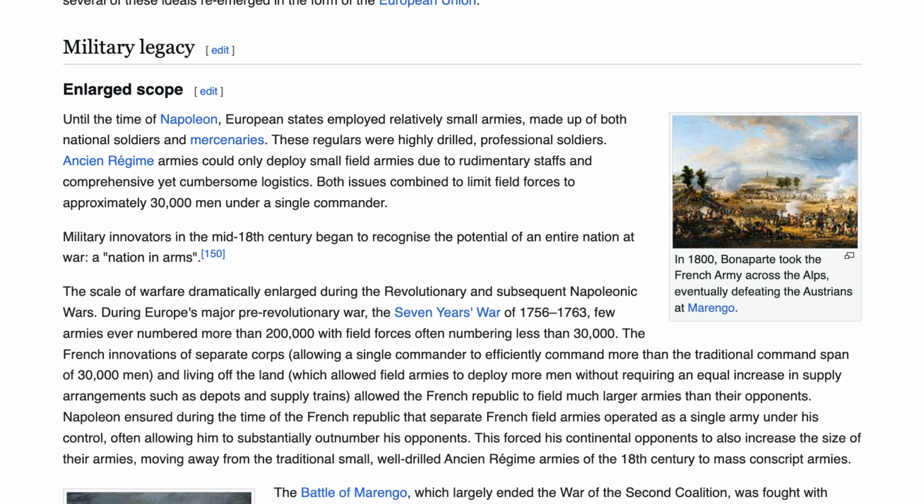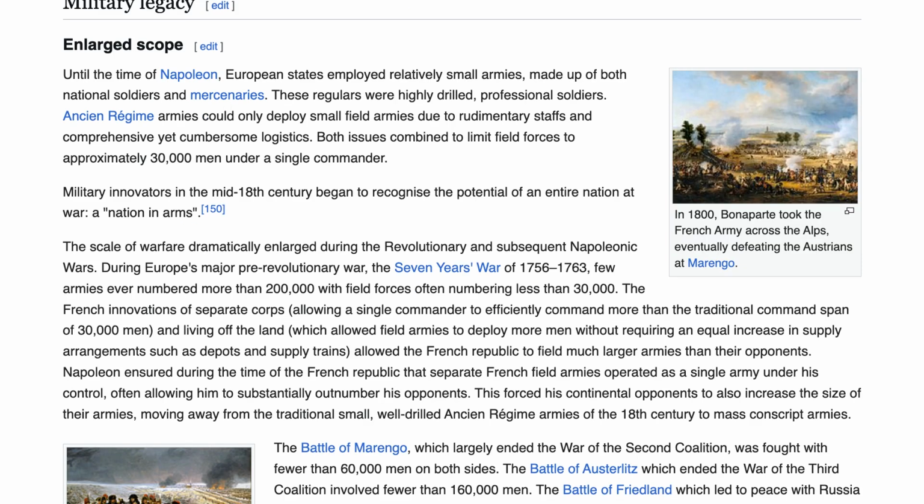Military legacy. Enlarged scope. Until the time of Napoleon, European states employed relatively small armies, made up of both national soldiers and mercenaries. These regulars were highly drilled, professional soldiers. Ancien regime armies could only deploy small field armies due to rudimentary staffs and comprehensive yet cumbersome logistics. Both issues combined to limit field forces to approximately 30,000 men under a single commander.